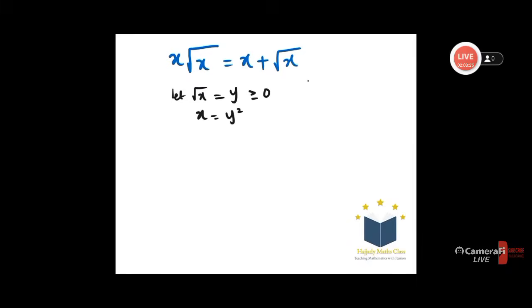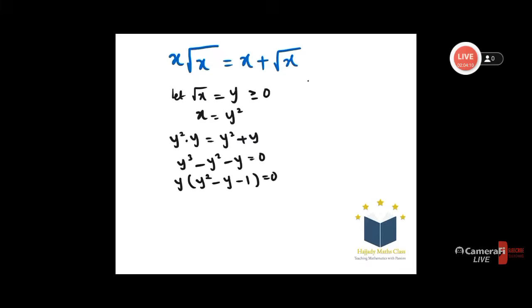Having done this, we're going to plug in the values of root x and x into the given equation. So x times root x is y to the power of 2 multiplied by y, which equals x, which is y to the power of 2 plus root x, which is the same thing as y. So here I'm having y to the power of 3, collecting like terms, minus y squared minus y equals 0. Factoring out y, which is common to all, I'm going to have y times the bracket y squared minus y minus 1 equals 0.